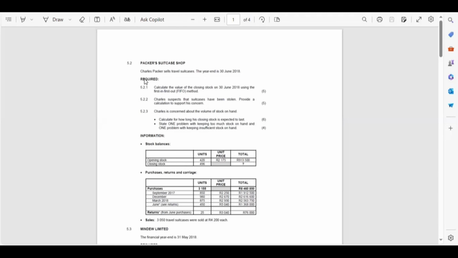Now let's start with 5.2. 5.2 Sales packers, suitcases, shop run. Now Charles Baker sells travel suitcases. The year end is on the 30th of June 2018. Now we are required to calculate the value of the closing stock on the 30th of June 2018 using the first in, first out method.